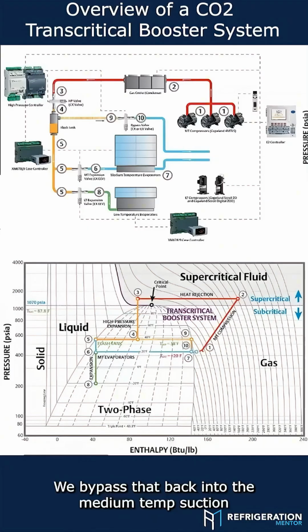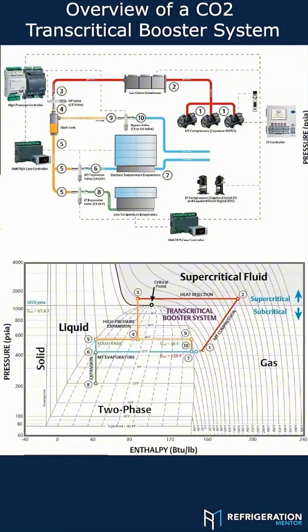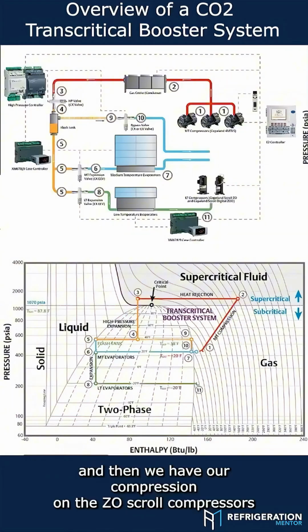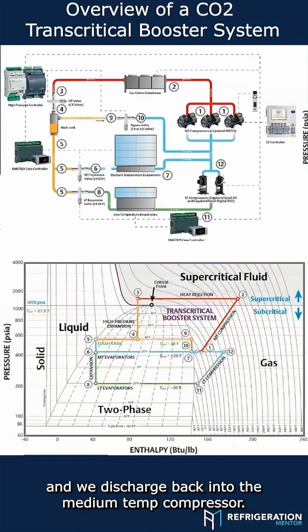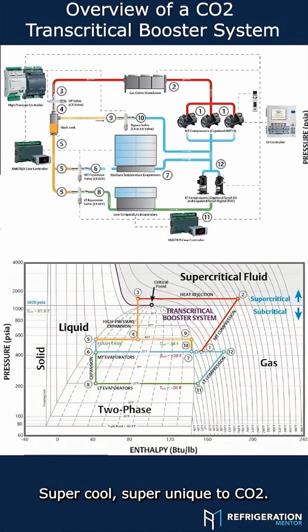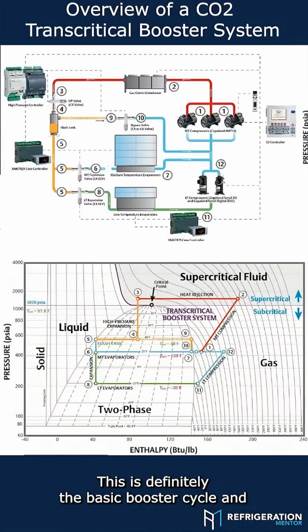So we bypass that back into the medium temp suction, and then we have our compression on our ZO scroll compressors, and we discharge back into the medium temp compressor. Super cool, super unique to CO2. This is definitely the basic booster cycle.